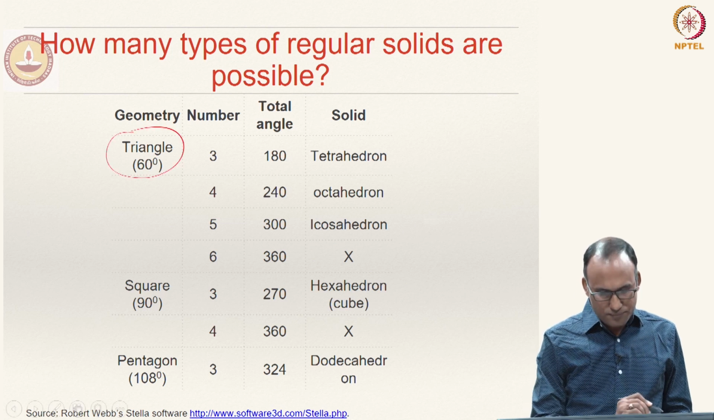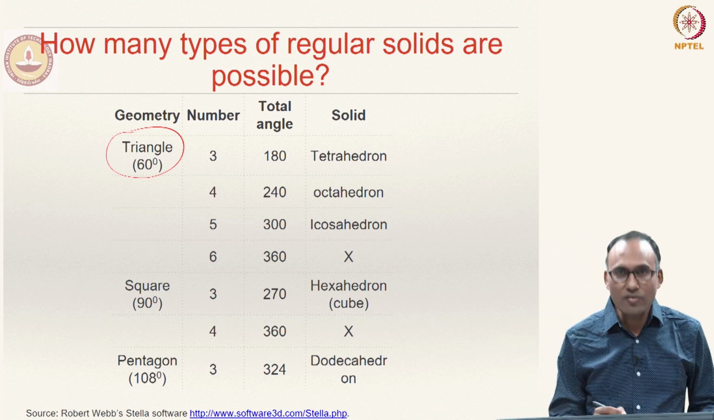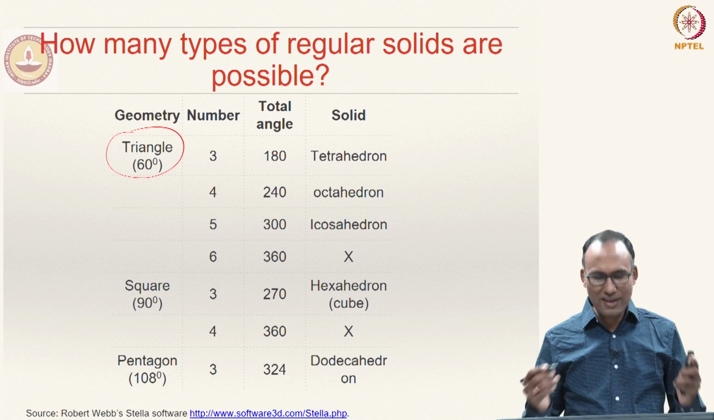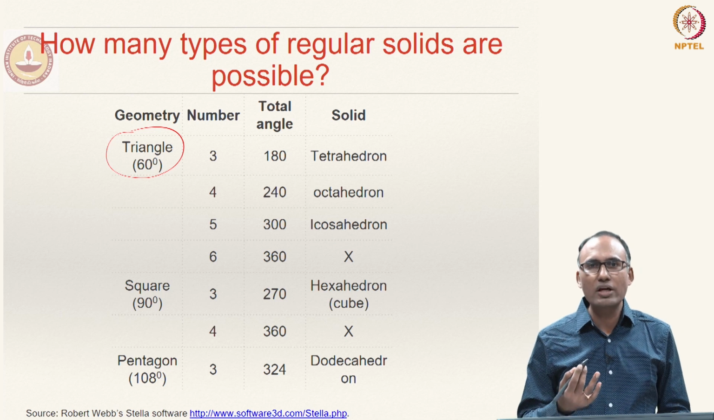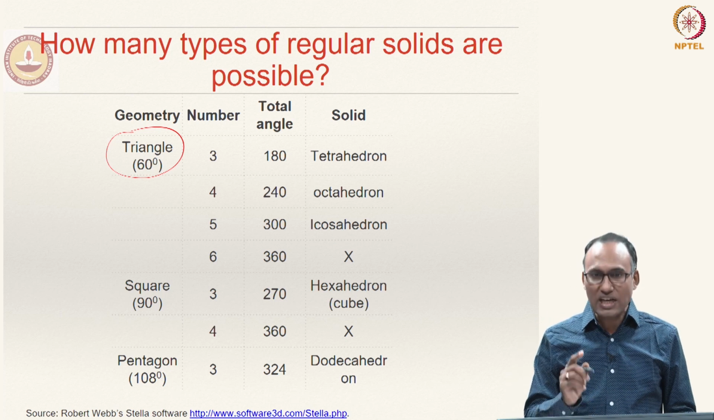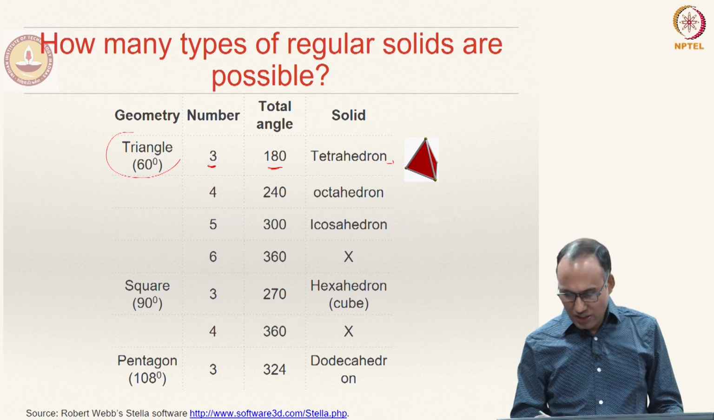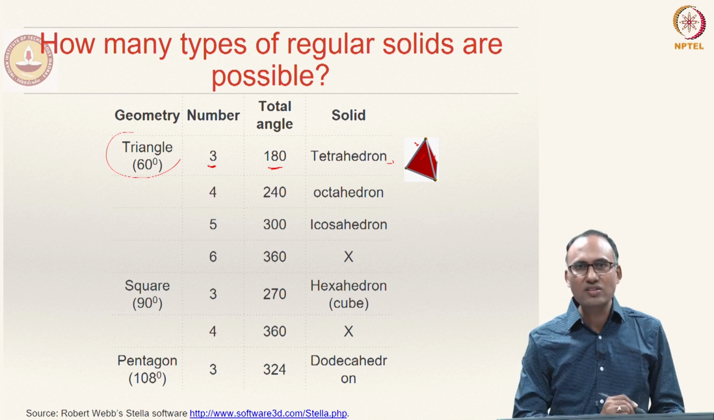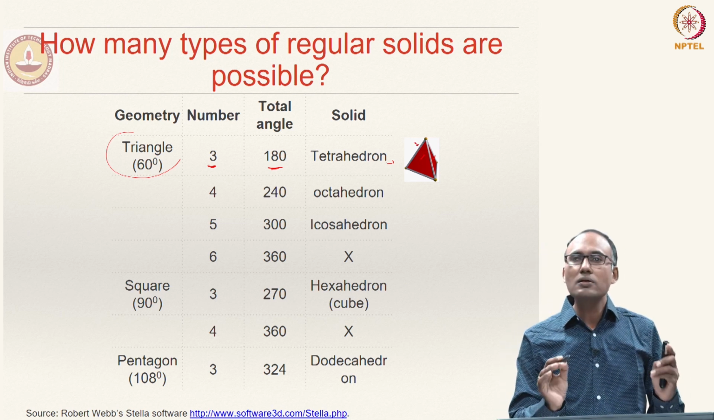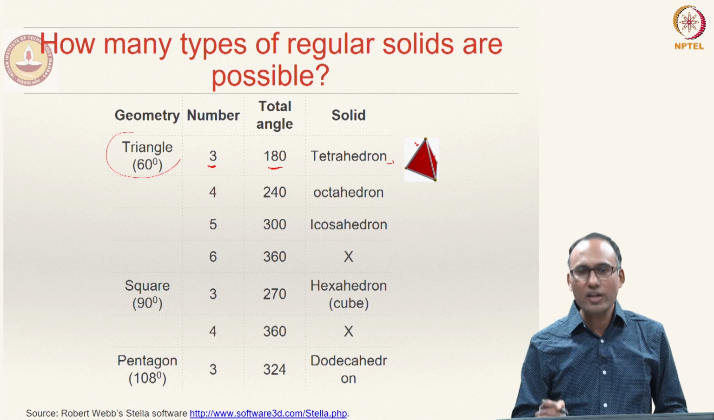If you take a triangle, a regular triangle means it is a triangle with all sides equal and all angles will be 60 degrees. So, how many of them should meet according to the definition of regular solid? More than 2, that means at least 3 should meet at a point. If 3 triangles meet at a point, the total angle will be 3 times 60 is 180 degrees. So, that is what is going to be our tetrahedron. You can see that at this point 1, 2 and there is another one on that side. So, 3 triangles are meeting and all of them are equilateral triangles.